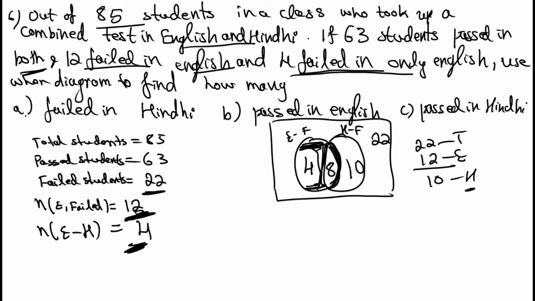Okay. Now see the data. First question is failed in Hindi. Number of students failed in Hindi, it's equal to 18. Okay, 10 Hindi only plus 8 failed in both Hindi and English, so total is equal to 18. Okay, then second question is passed in English.